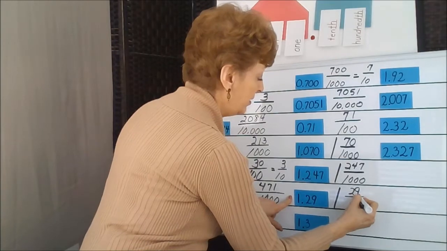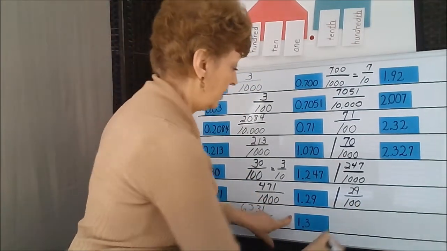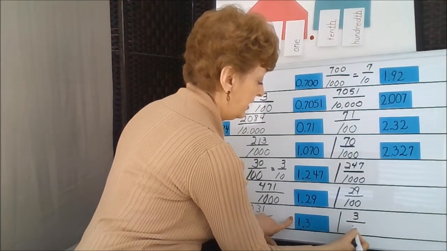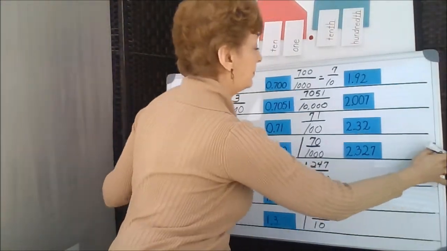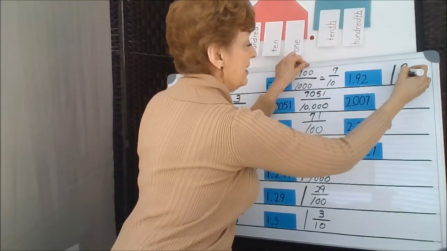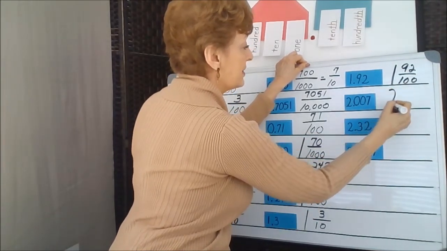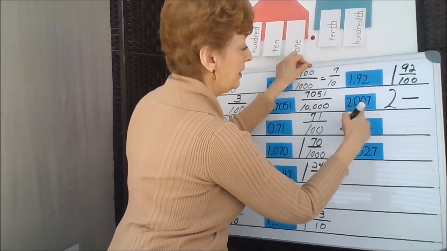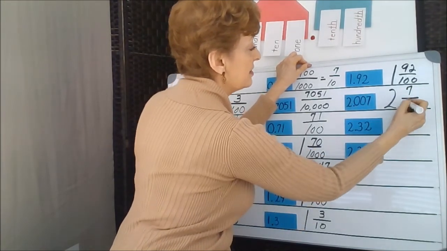29 is the numerator. The 9 is in the hundredths position. 1 is a whole number. 3 is in the tenths position. One and 92 hundredths. 2 this time comes to the left-hand side of the decimal point, and now we have 7 in the thousandths position.